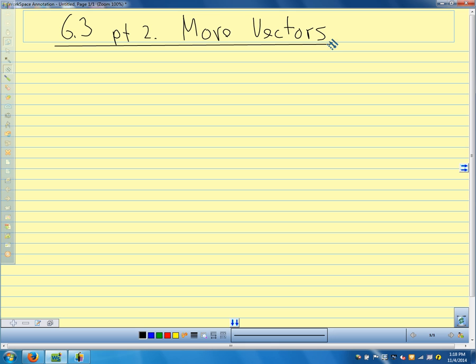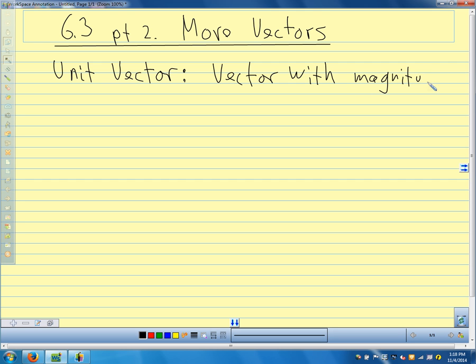Alright, so from what we talked about yesterday, we talked about magnitudes of vectors. So what did we say yesterday? What is a unit vector? A vector with magnitude 1. So what we want to do now is talk about how we find a unit vector.